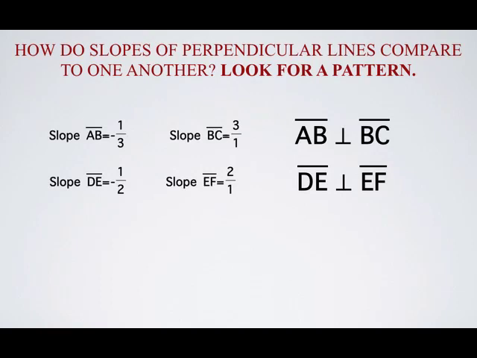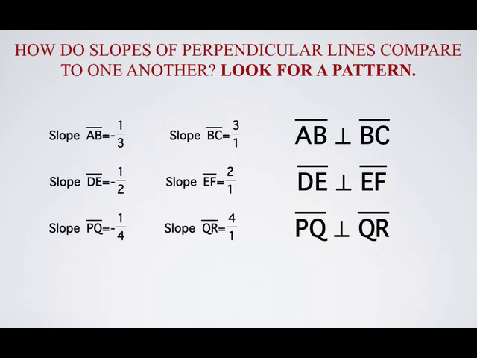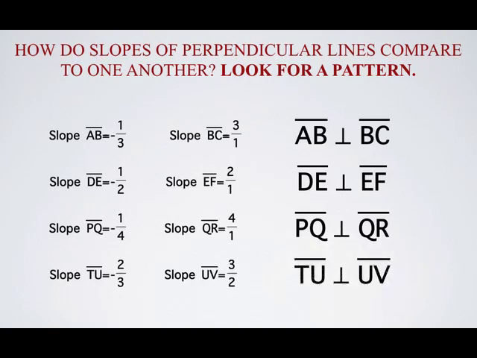Are you beginning to notice a pattern? What similarities or differences do you notice in the slopes? Think about it for a second and then compare it to this next one. The slope of PQ is negative 1/4. The slope of QR is 4 over 1. PQ is perpendicular to QR. Did the pattern that you predicted continue? Try it on the next one. Slope of TU is negative 2 over 3. Slope of UV is 3 over 2. TU is perpendicular to line segment UV.